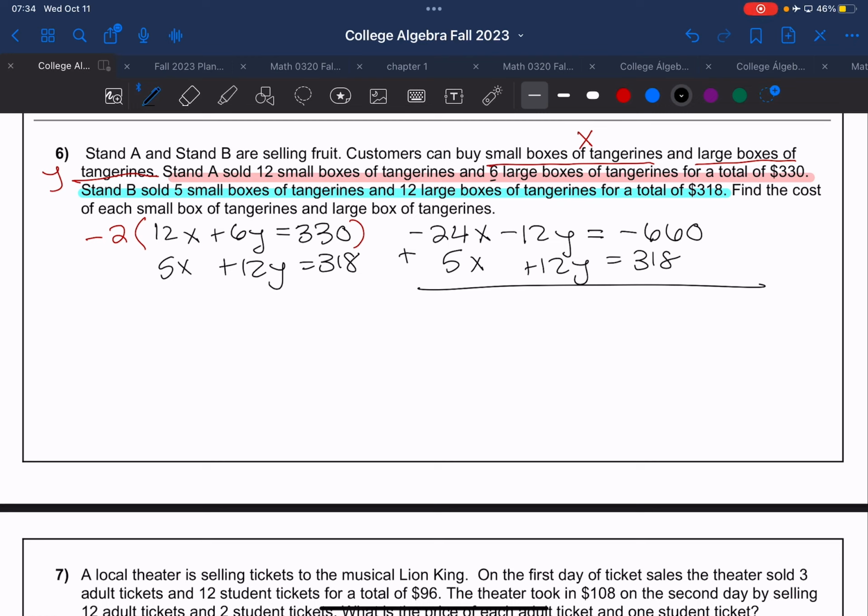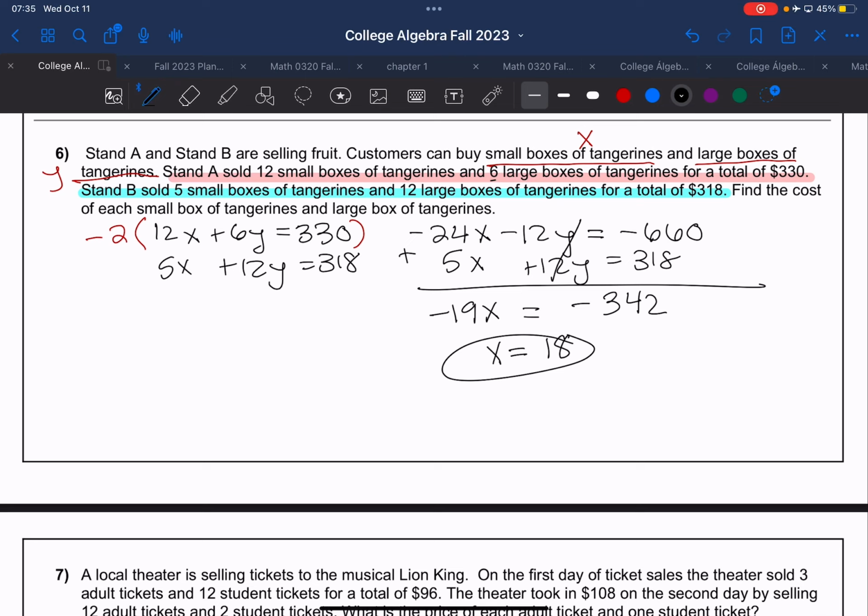So what's negative 24 plus 5? Negative 19x. My y's cancel. And what's negative 660 plus 318? Negative what? 342. So if I divide both sides by negative 19, I'm going to have x is equal to 18. Okay. What am I going to do with that 18 to find y?